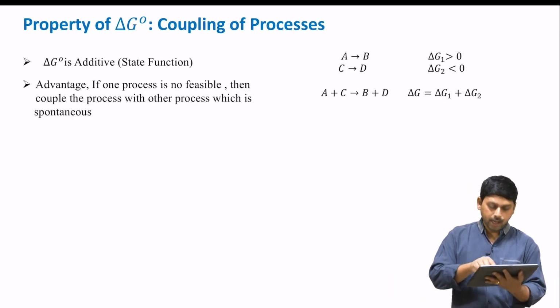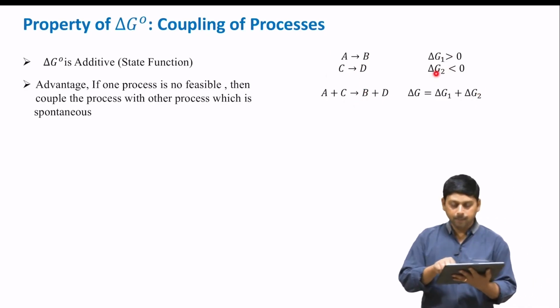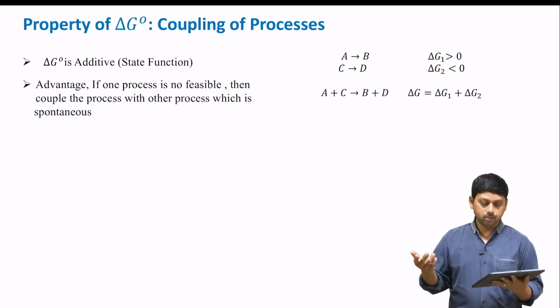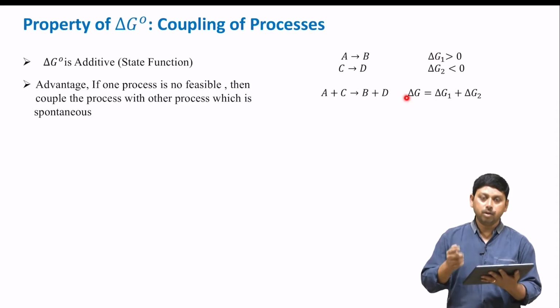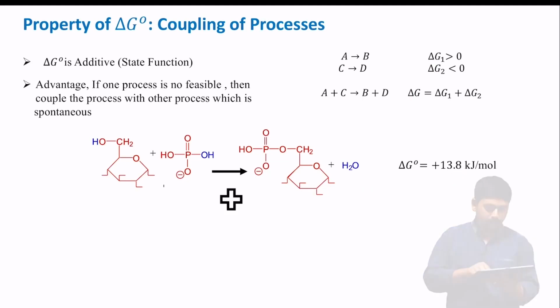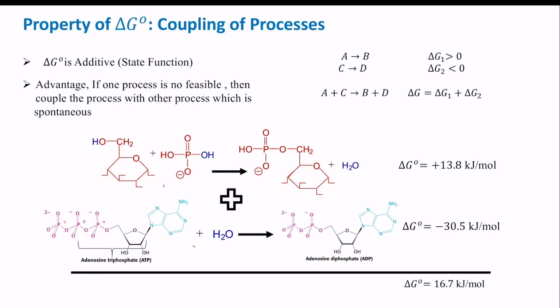For example, if I have A plus B which is positive, which means it is not favorable, but C plus D is actually favorable, then you can couple A and C and B and D, and if the modulus of delta G is more than the modulus of delta G1, then the process will be favorable, because the overall delta G will be negative. So, let us talk about this particular reaction in which the delta G is positive, and then you couple it with hydrolysis of ATP, which is minus 30 kilojoule, negative, and if you couple these two processes, you actually get minus 16.7 kilojoule per mole.